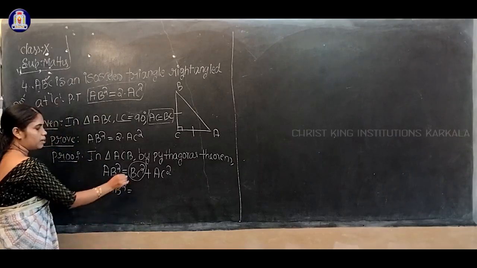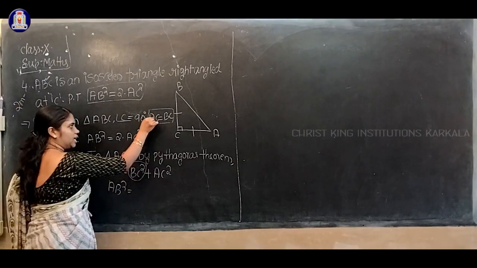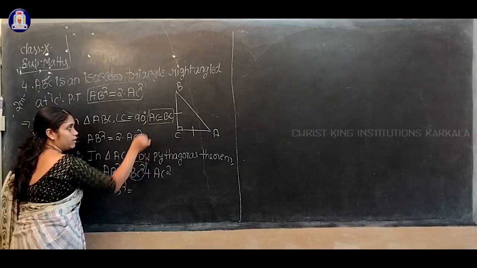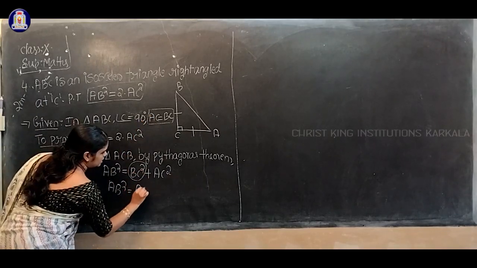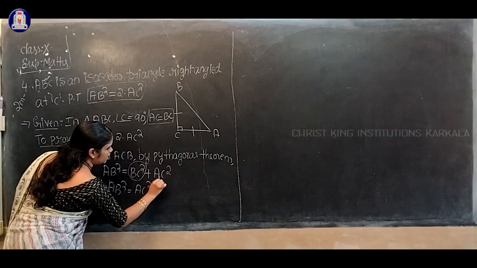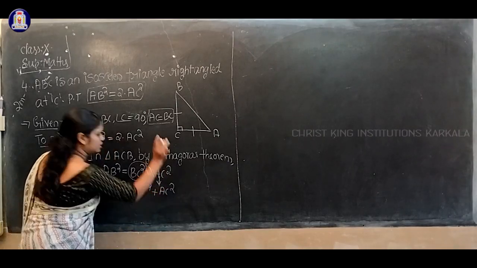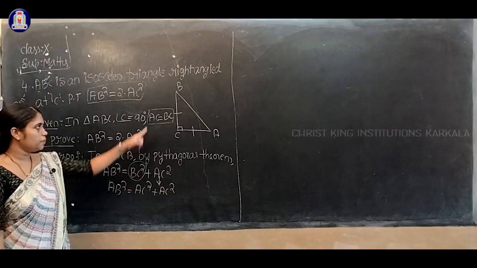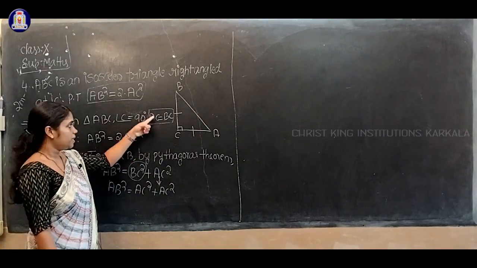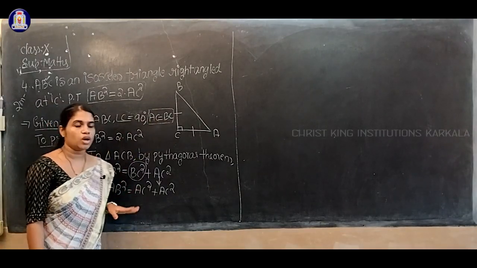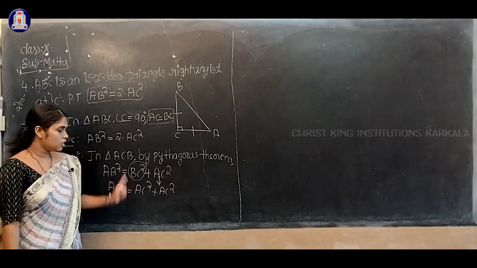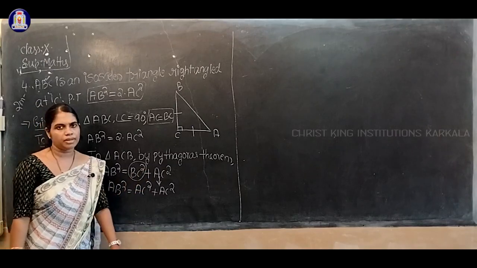So in the place of BC, can I replace this with AC? Yes. So BC square will become AC square plus, write this AC square as it is. Understood now? How can I write this BC square as AC square? Because in the given data BC is equal to AC. So I will replace BC by AC. So BC square will become AC square.